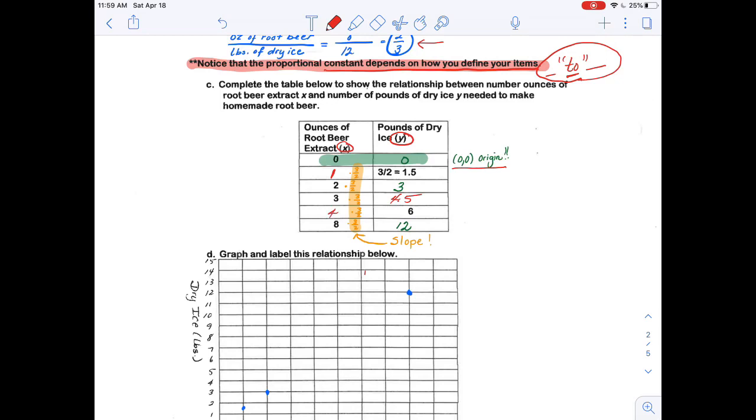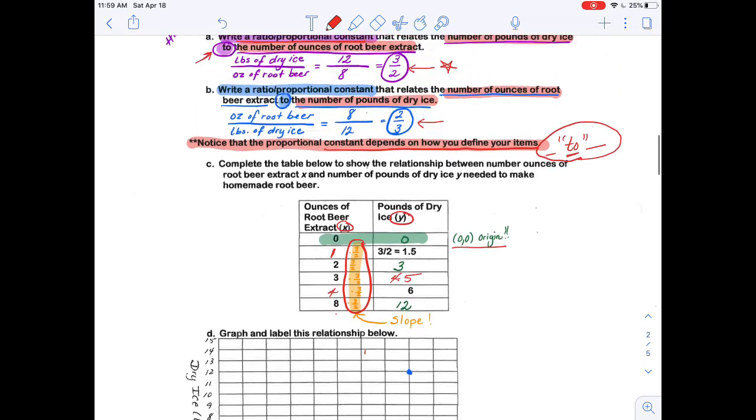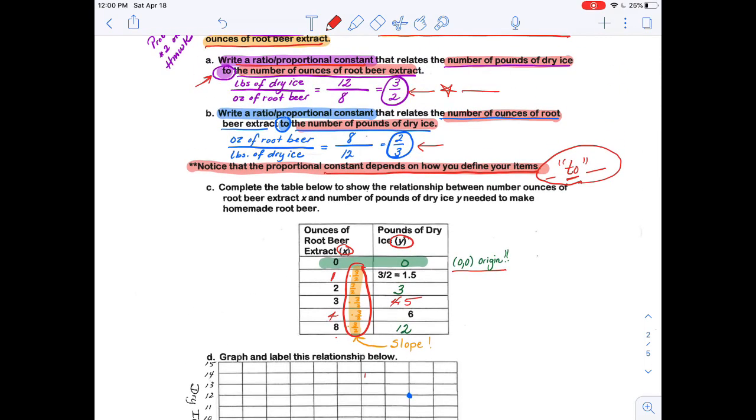And 12 to 8, or 8 to 12. Again, how can I get this number that I'm multiplying everything by? Again, that's my ratio.